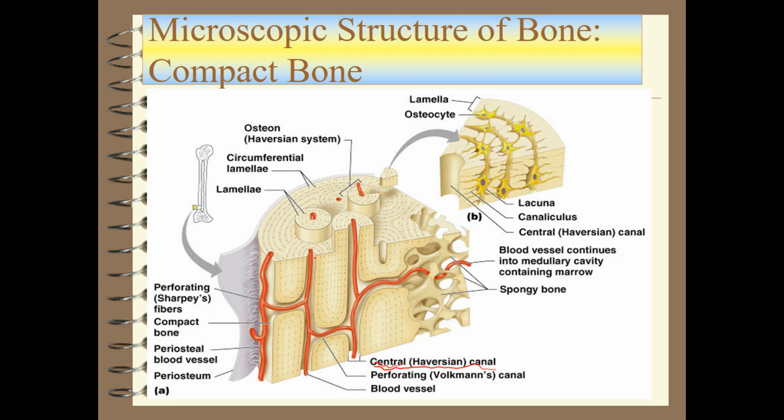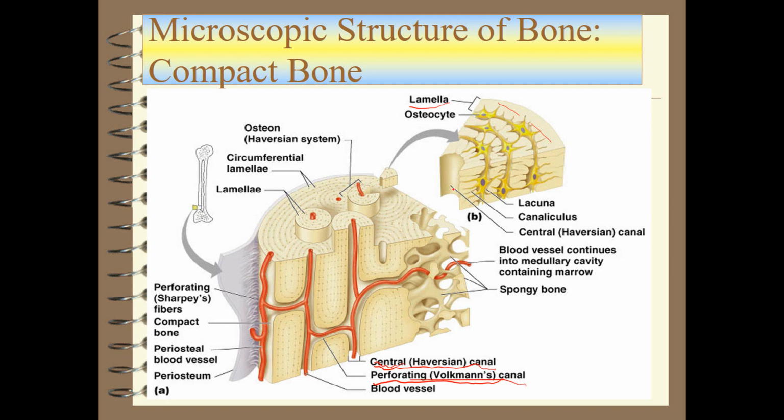So it kind of makes sense that we're going to have canals that are perpendicular that will join multiple Haversian canals. That's called a perforating canal or a Volkmann's canal. Okay, so now if we take a look at this osteon, we see that it's made up of these rings of bone. Each ring of bone is called a lamella. And inside a lacuna, which is the space, just like what we saw with cartilage, an osteocyte is going to occupy that space.